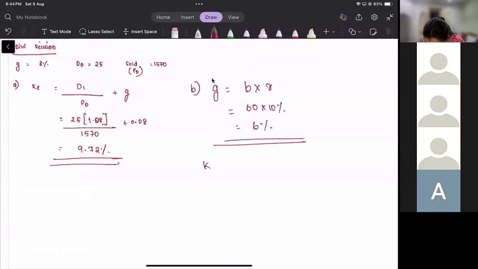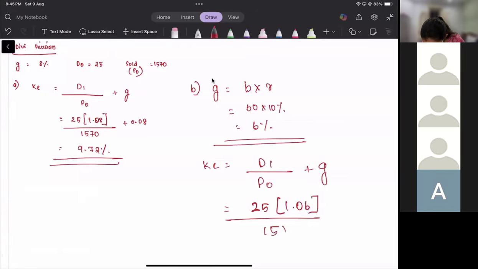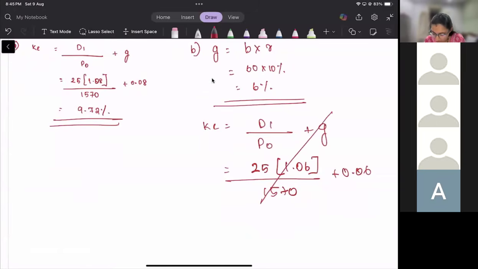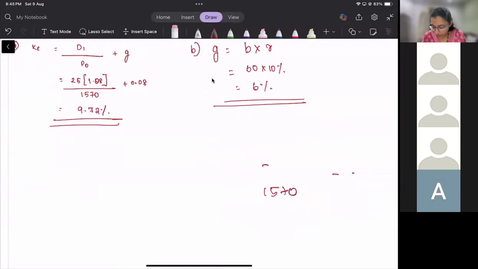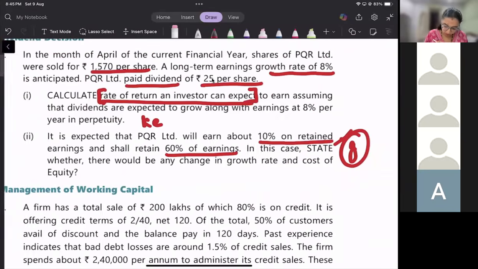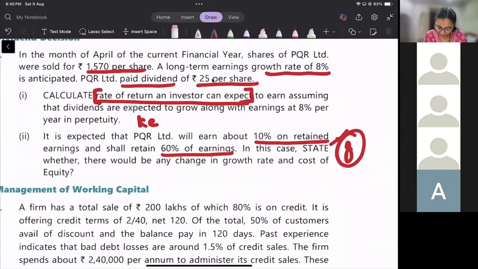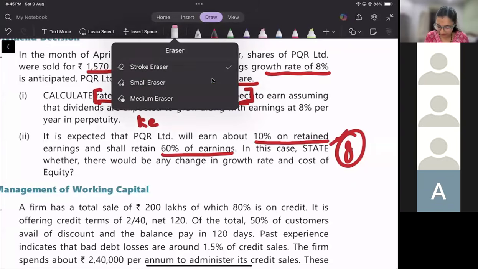And then how will you again do it? K is equal to D1 by P0 plus G. What is the D0? 25 into 1.06 divided by 1570 plus 0.06. But don't do it like this, okay? This is not right, I'll tell you why. There's a high probability that when you tried to solve, you would have done it this way. Is there anyone who tried it this way before checking the answer? Yes, ma'am.